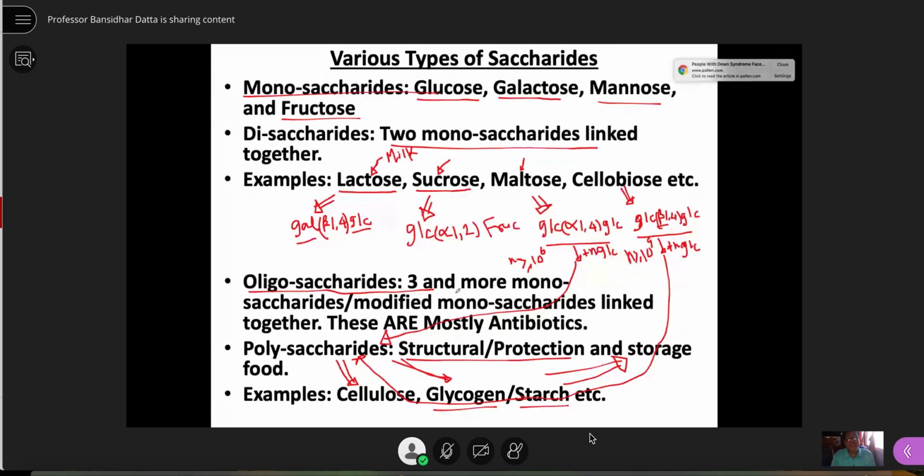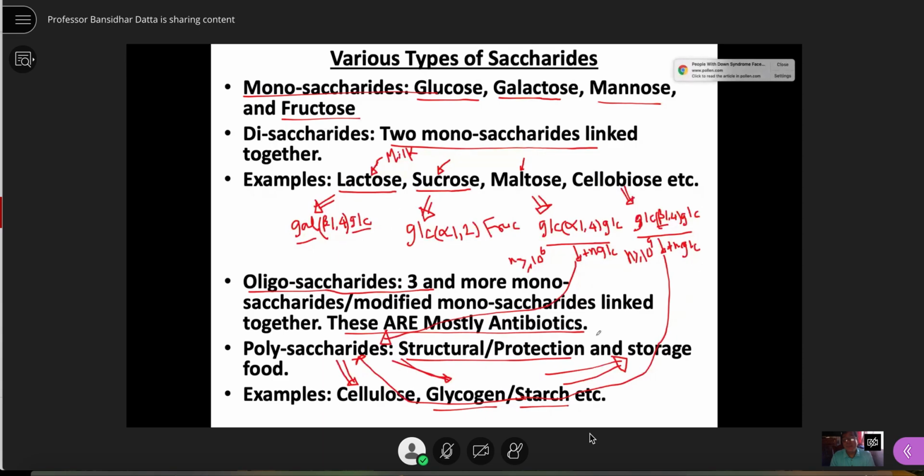Is it okay now? What's the oligosaccharides versus polysaccharides? Polysaccharides are millions of molecules, maybe billions, depending on the organism. Oligosaccharides are only 3 or more, at the most 4 or 5. So what's the application of those oligosaccharides? They are mostly antibiotics.